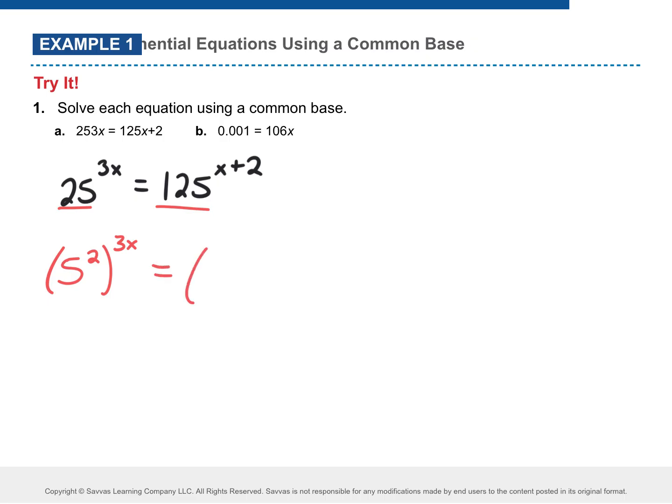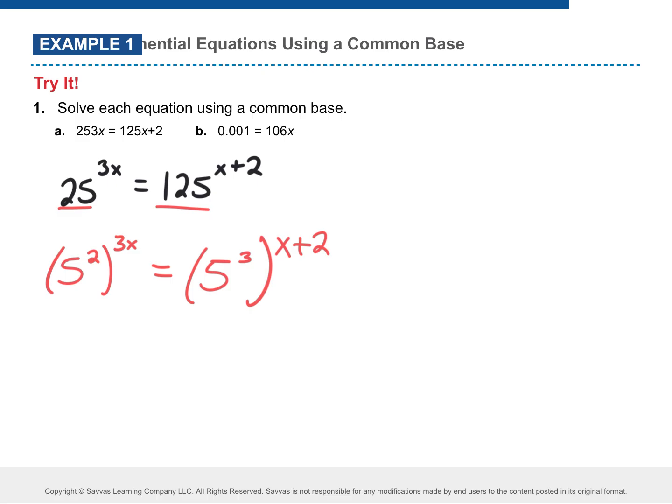Equals, well, can I turn 125 into base 5? How many times do I have to multiply 5 to get 125? 5 times 5 times 5. How many times does it take to get to 125? It's 3. So 5 to the third, and then we still have that x plus 2. The reason we can do that is because 5 squared gets us back to 25, and 5 to the third gets us back to 125.